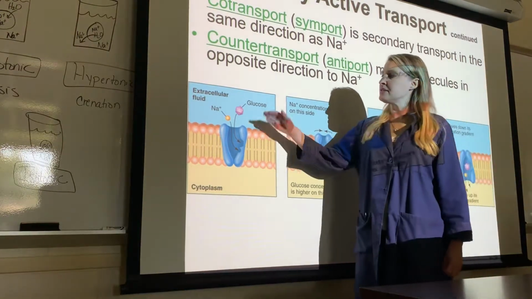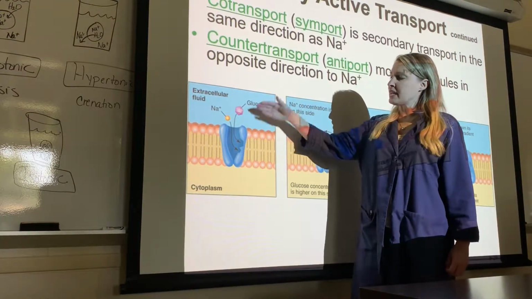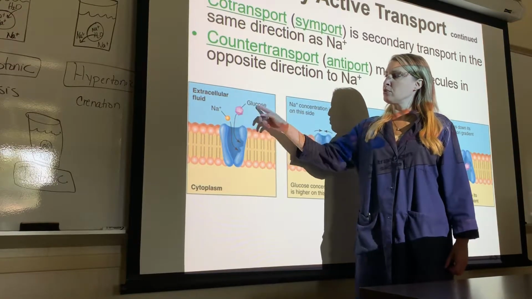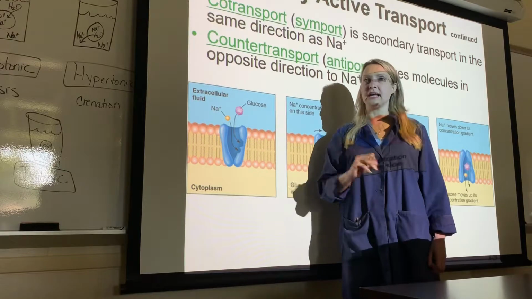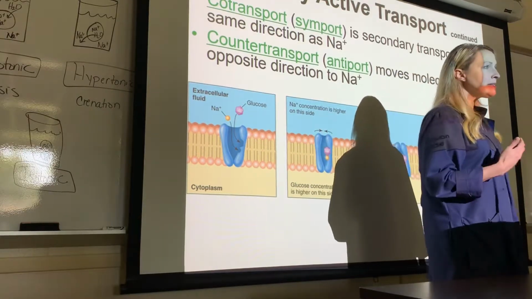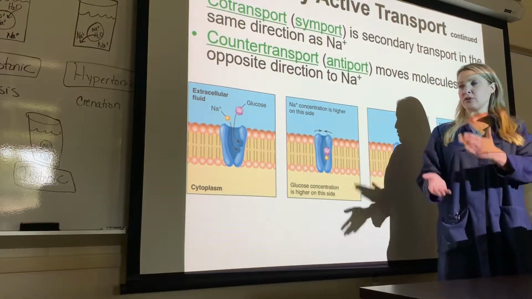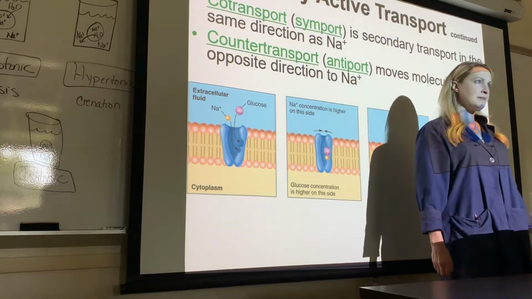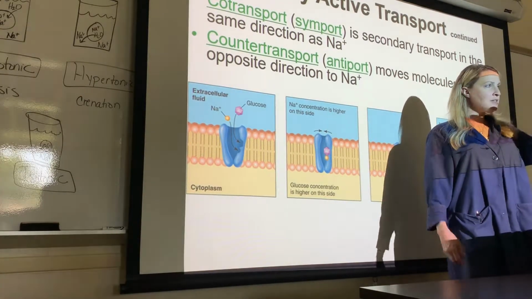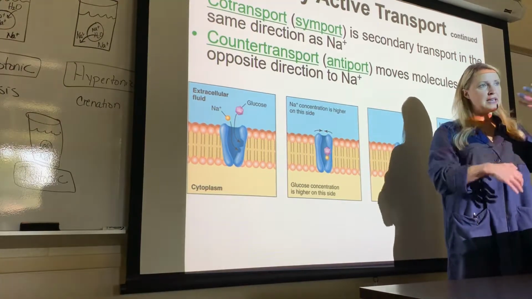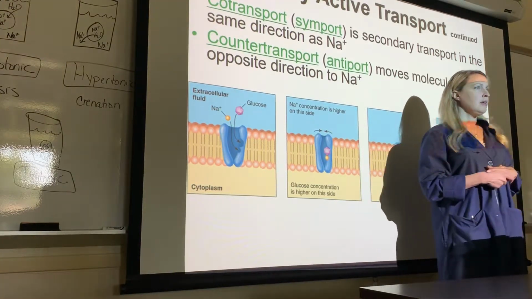So anyhow, this is a symporter. This is secondary active transport, the sodium-glucose symporter. Sodium moving with its gradient pulls glucose against the gradient. An antiporter, the molecules would move in the opposite direction. So for example, if potassium were moving out of the cell and glucose were moving in, that would be antiport.